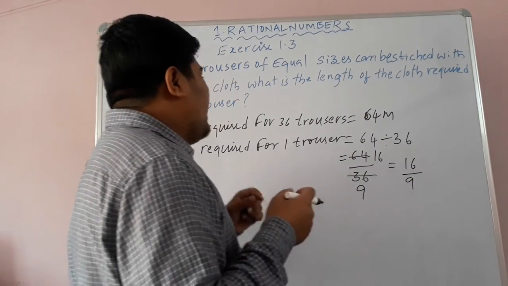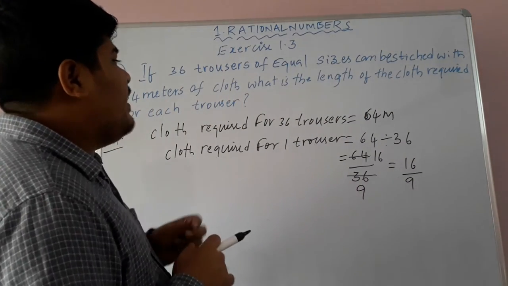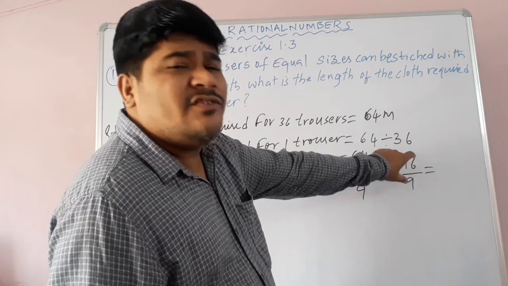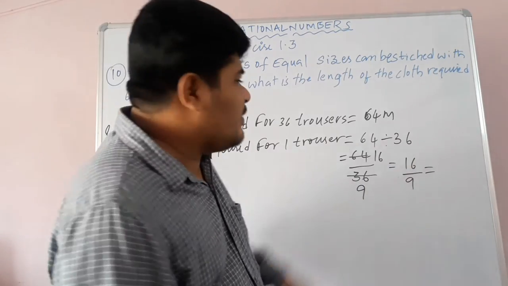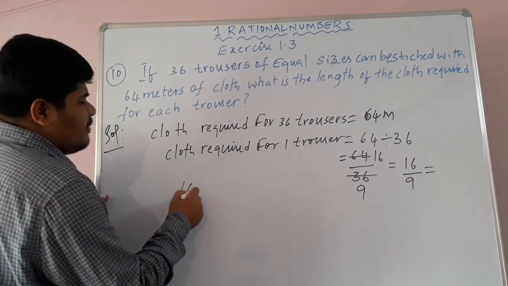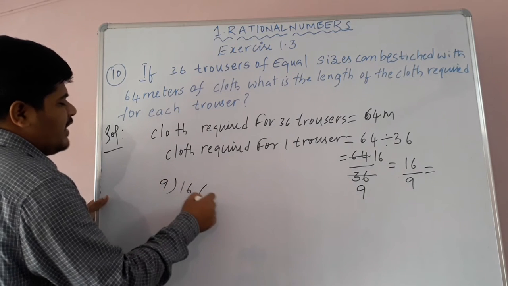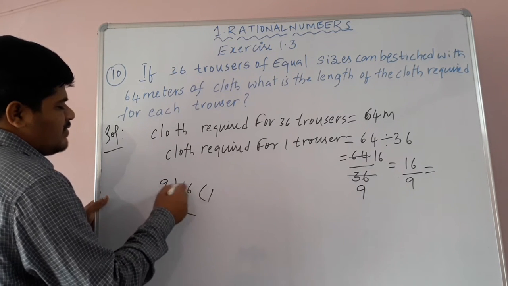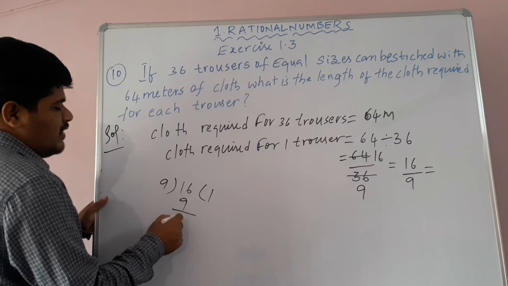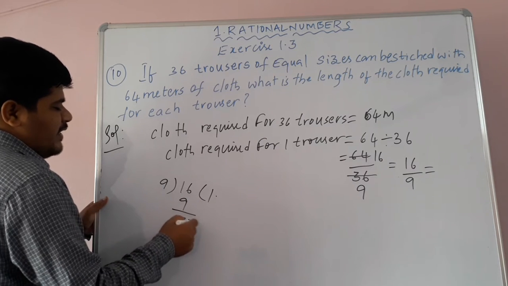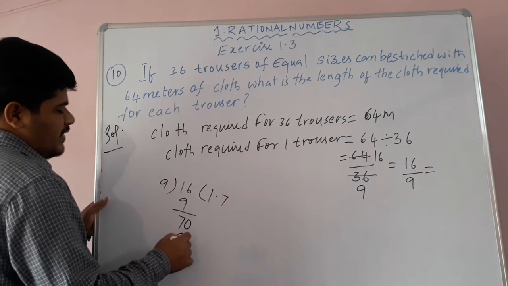Okay, 16 by 9 meters of cloth required for one trouser, children. You can also convert it into decimal form. So for 16 by 9 we have to divide 16 by 9. 9 ones are 9, because 9 twos are 18, so we have to take the smaller number. 7 is the remainder. Take the decimal point. 9 sevens are 63, nearest small number.